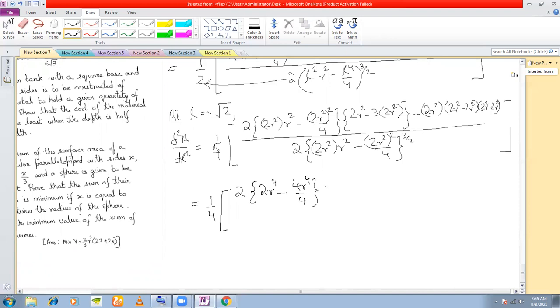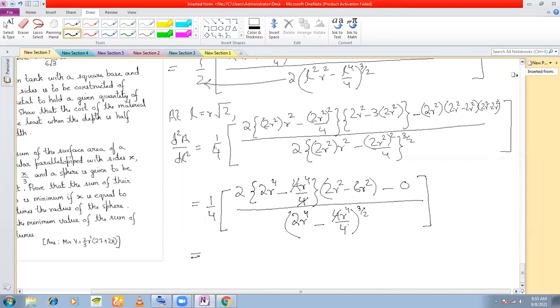And here I am going to get 2R square minus 6R square. Right? And this is 0. So nothing to do here. Divide by, in the denominator, now if you see, I'll get 2R to the power of 4 minus 4R to the power of 4 by 4 to the power of 3 by 2. Okay. So now this 4 and this 4 cancel here. This 4 and this 4 cancel.